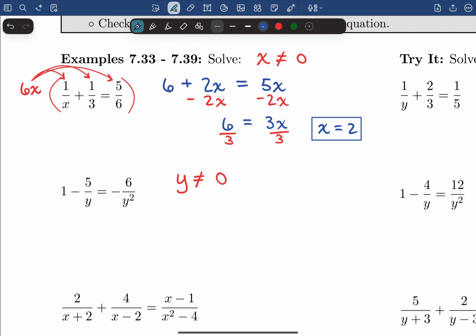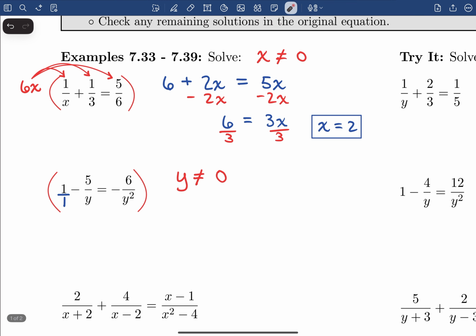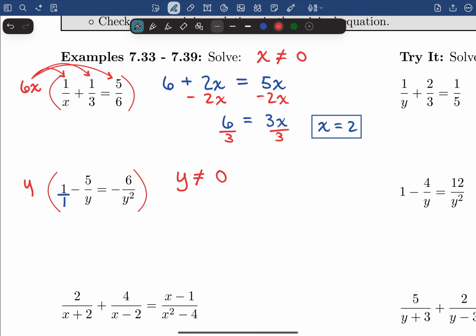Great. And lastly, this one here, you could take it and divide by 1 to turn it into a fraction. This will help you find the LCD. Now, let's go ahead and take this entire equation and multiply it by the LCD. And the LCD of 1, y, and y squared is y squared. So I'm multiplying y squared into the first fraction, the second fraction, and the third fraction. And I will write my result.